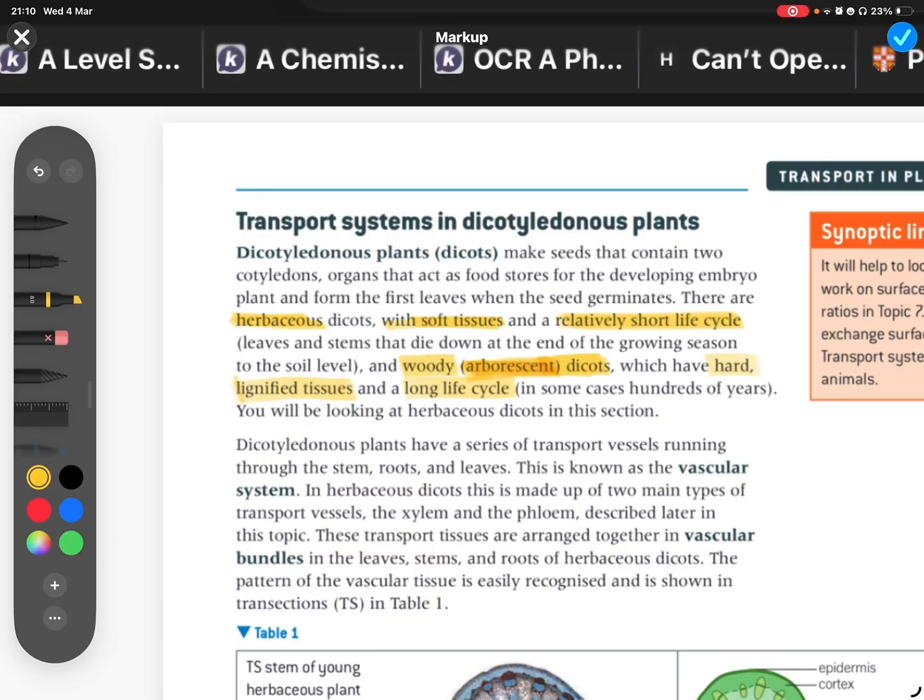Now, we're going to be talking about lignified tissues quite a bit. Lignin is the thing that makes it a lignified tissue. Lignin makes it quite solid and strong, and it's waterproof. So when it's a lignified tissue, it means it's become quite strong. It's tougher.